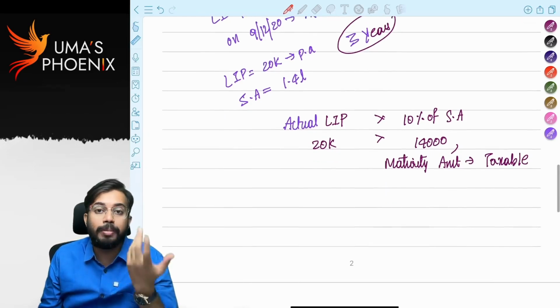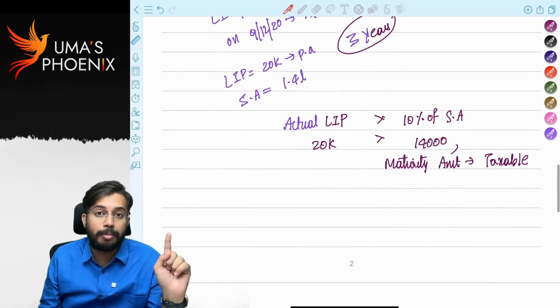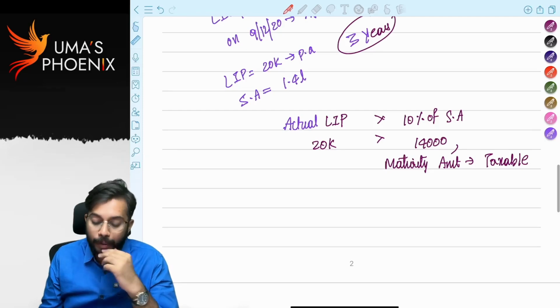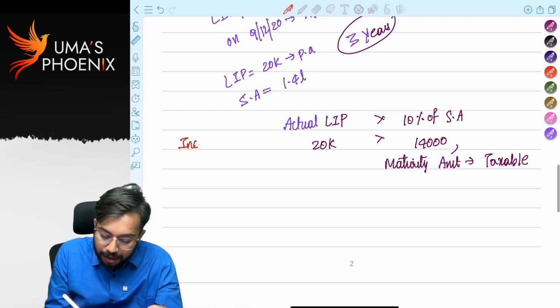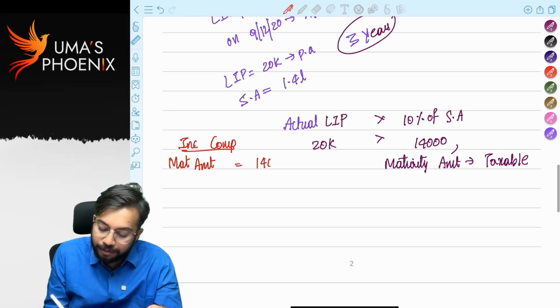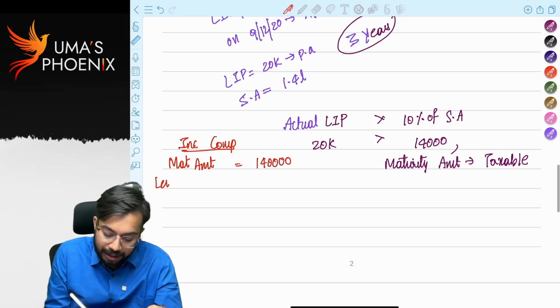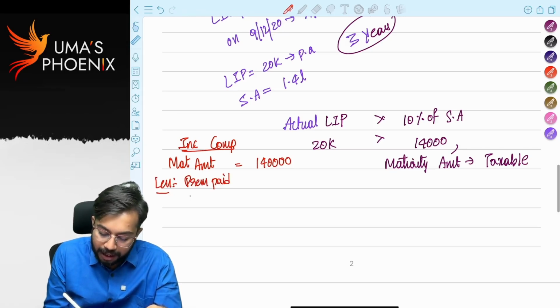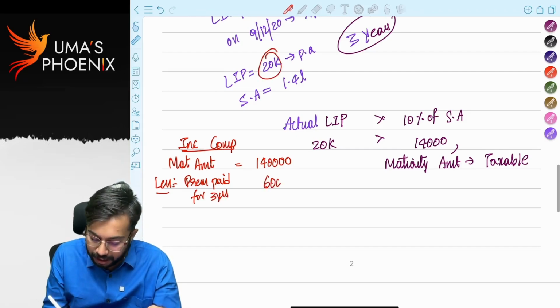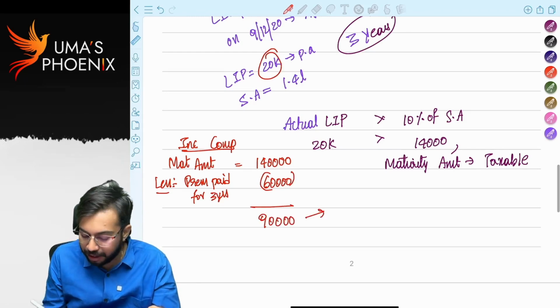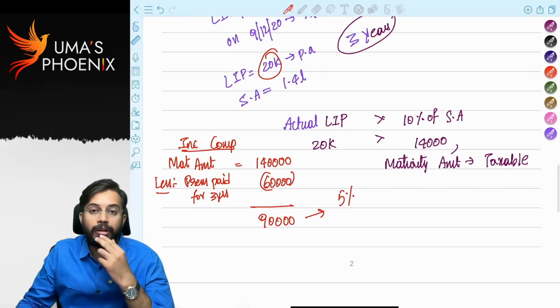Is it clear? TDS will not be deducted on the maturity amount. TDS will be deducted on the income component. How to calculate the income component? You have to take the maturity amount. How much is the maturity amount? 1,40,000. After 3 years, 1,40,000 will be received. Less: how much is the premium paid for 3 years? 20,000 each year, so 60,000. The balance is 90,000. On this 90,000, 5% TDS is required to be deducted.